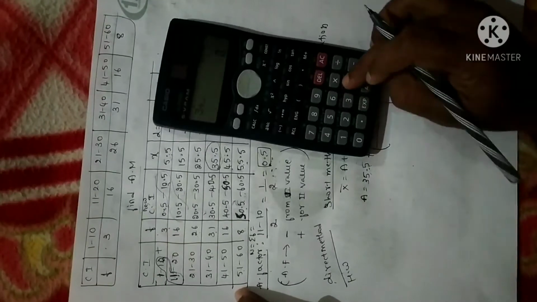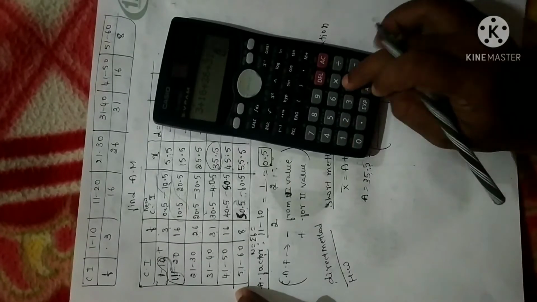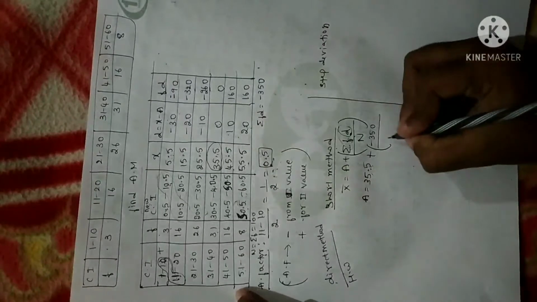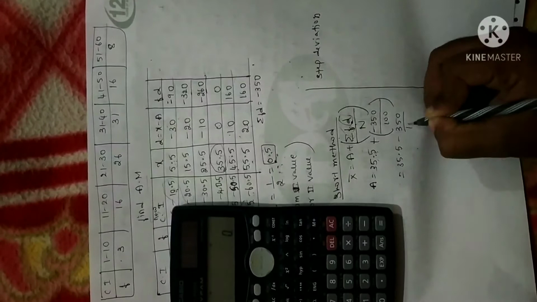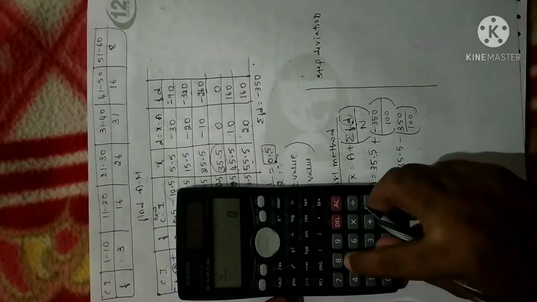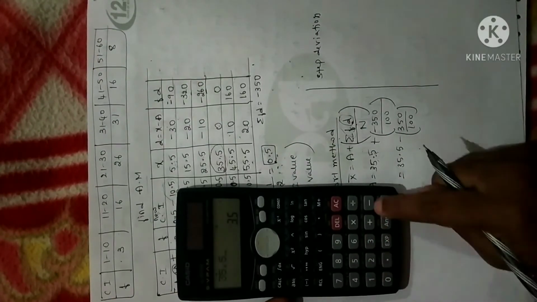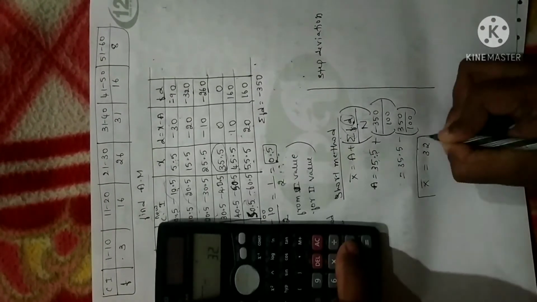You have to add the f column. So let me add the f column. You will get 3 plus 16 plus 26 plus 31 plus 16 plus 8. So that will give us 100. Fine. Sigma f value is 100. So I will substitute here. Now after simplification, I can write one more step here: 35.5 minus 350 divided by 100. First you have to simplify this. 350 divided by 100, then subtract from 35.5. That will give us 32. So mean obtained from shortcut method is 32.